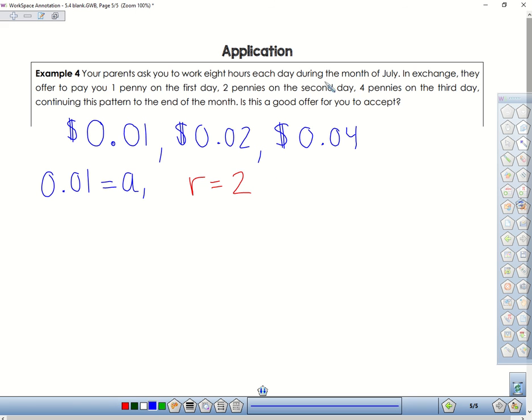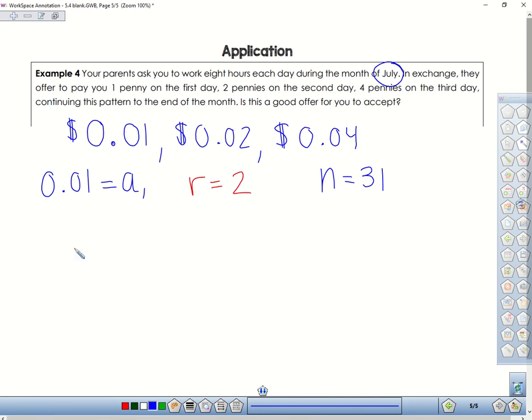And the number of days that we're going to add up is the number of days in the month of July. Anybody know how many days there are in July? 31. Good. So our n is going to be 31 here. I had to think about that one when I first did this. I thought it was 30, but no, it's 31. June is 30.